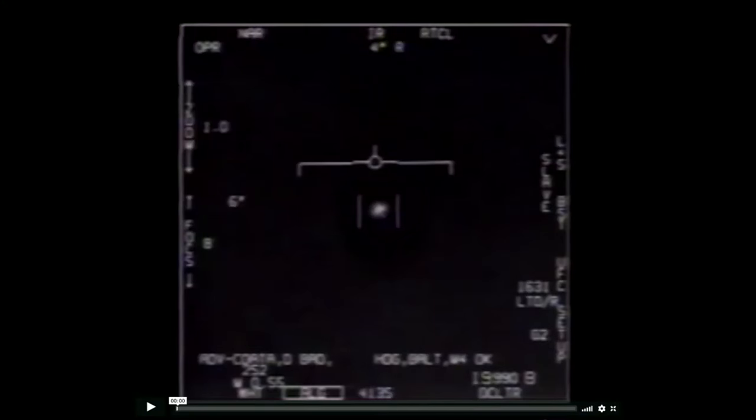If you look at the OPRs operate on the top left corner, NAR is narrow field of view, which is zoomed in. IR at the top middle means it's in infrared mode. So instead of seeing color, you're seeing temperature variations.